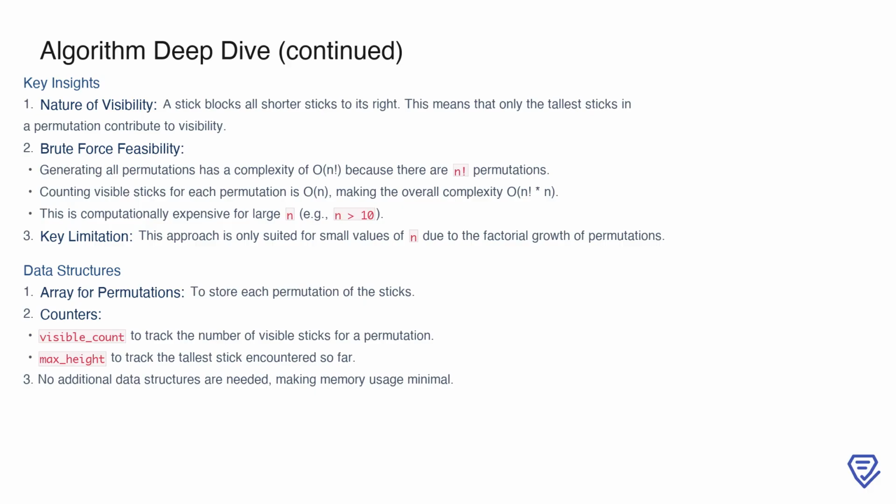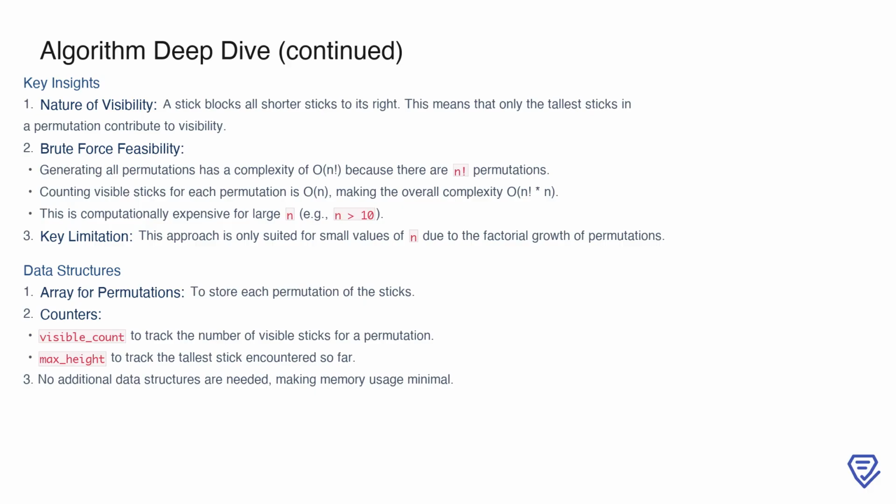First, visibility is determined only by sticks that are taller than all the sticks to their left. This means that shorter sticks to the right of a taller stick do not affect visibility at all. Second, while brute force ensures correctness, it becomes computationally expensive as n grows.